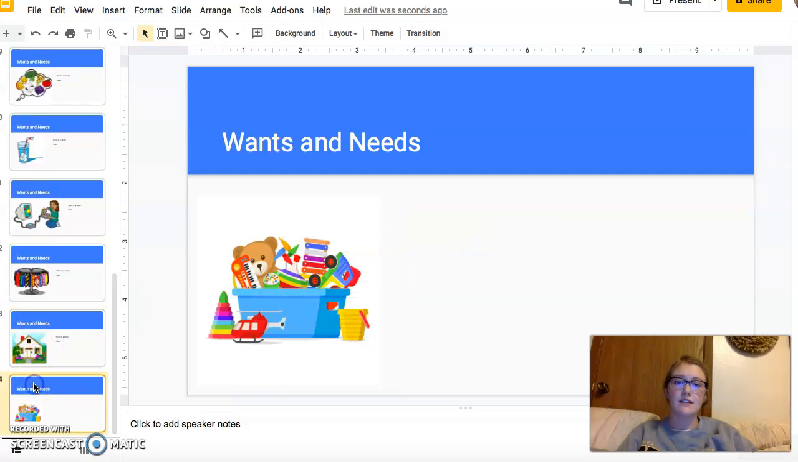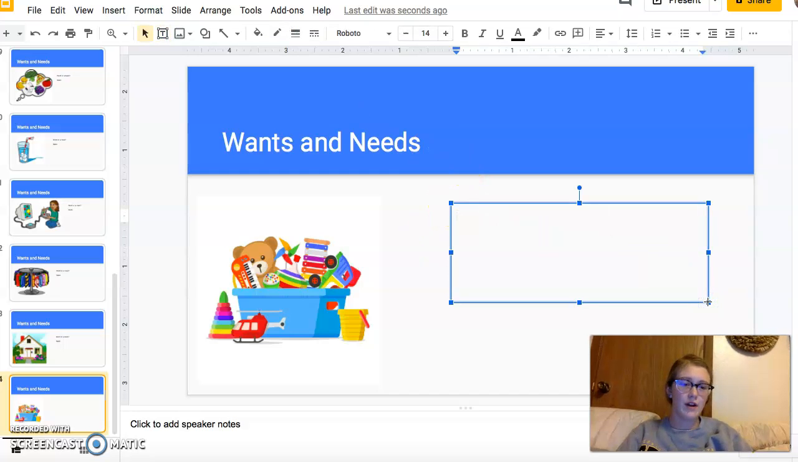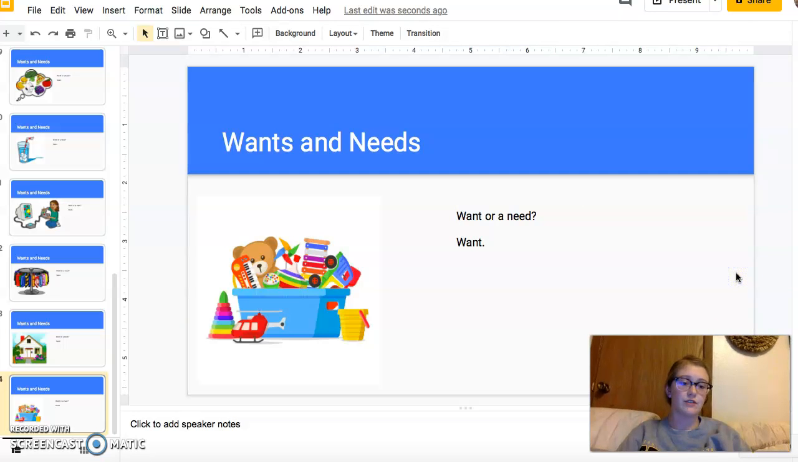Our last example is going to be toys. So go ahead and think, are toys a want or are toys a need? Go ahead and write it on your paper. Toys are a want. We do not need toys to survive. They are just for fun. And sure, they make the time pass by, but we don't need them to survive.